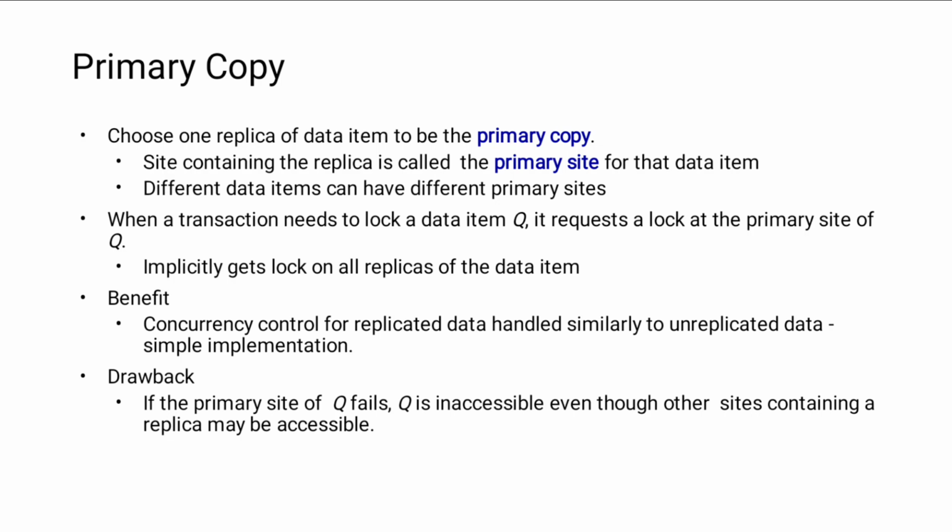What is the benefit of this? Concurrency control for replicated data is handled similarly to unreplicated data. Simple implementation. This is the benefit. What is the drawback? If the primary site itself fails, Q is inaccessible. Even though other sites have the data item, we are not able to access it.